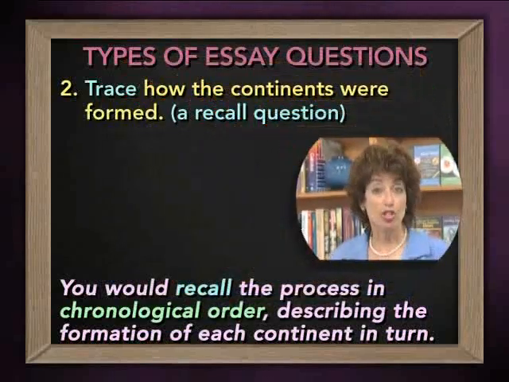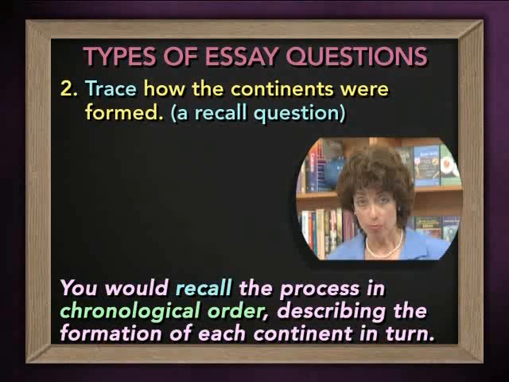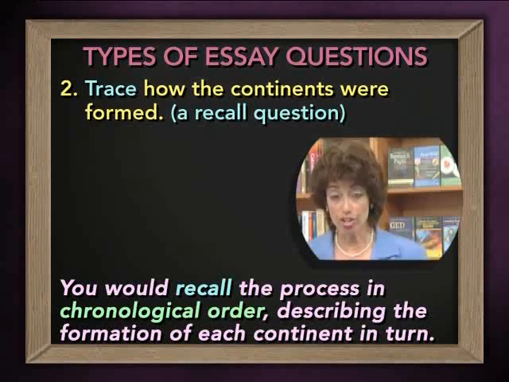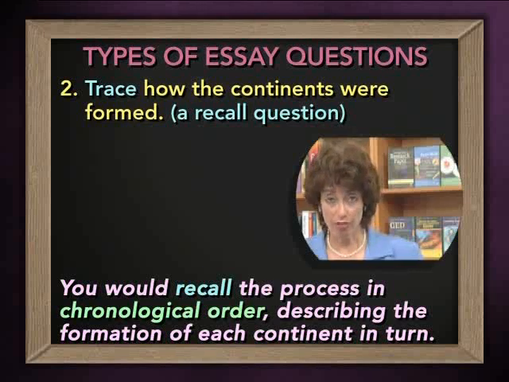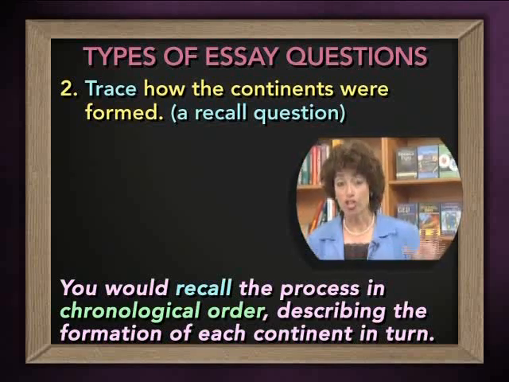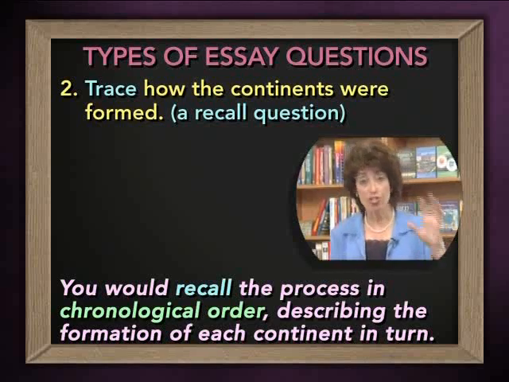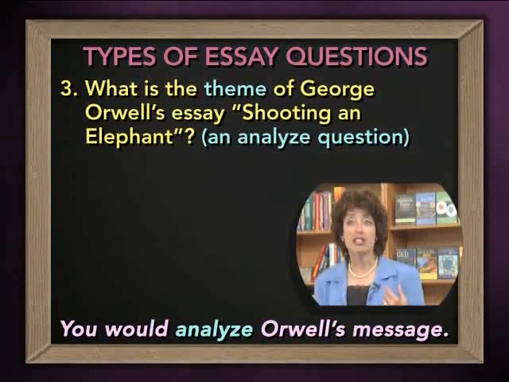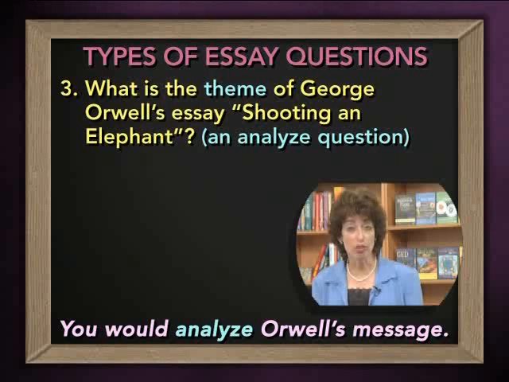Second one, what you would do here is probably a brain dump. You would just write down a series of details, then go back and arrange those details in chronological or time order, from the furthest back to the most recent, describing the formation of each continent in turn. So you would decide which continent you're going to take first, second, and so on, and explain how they were formed.